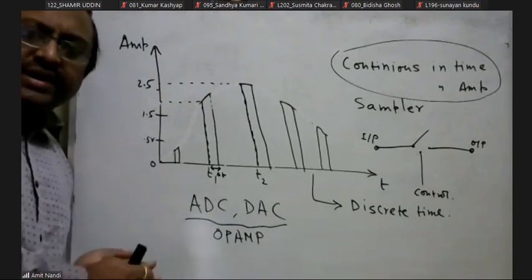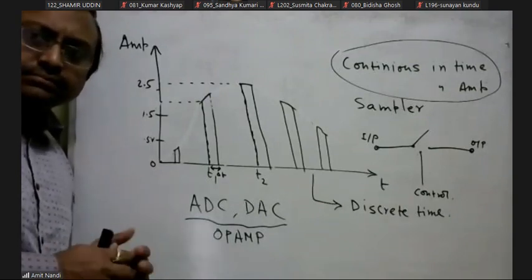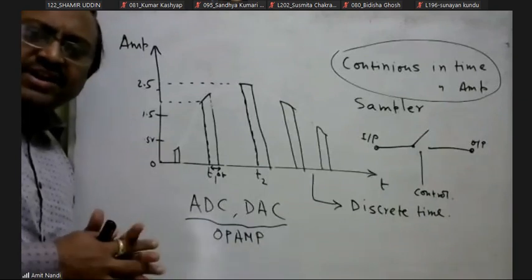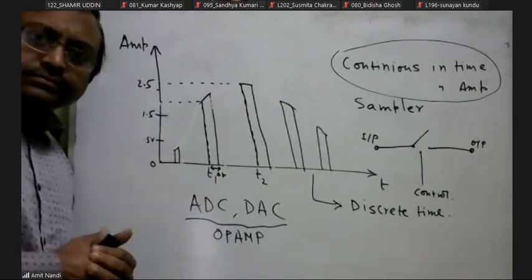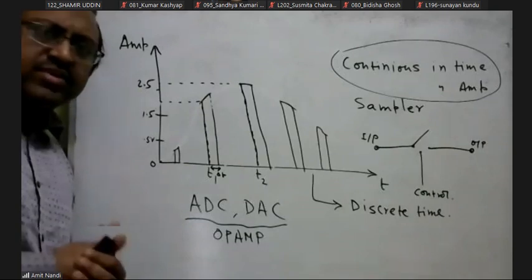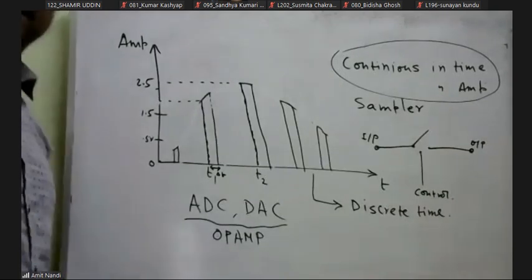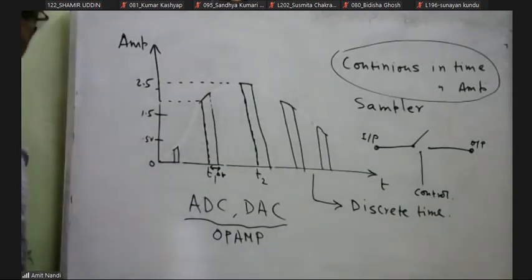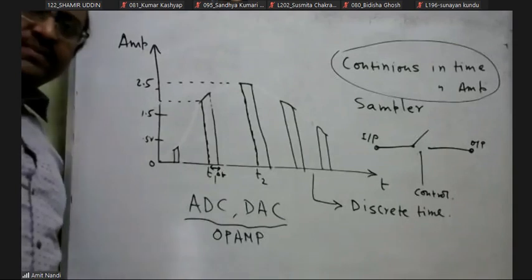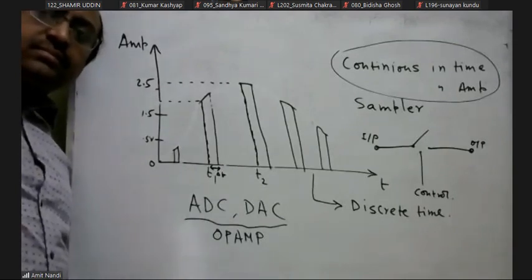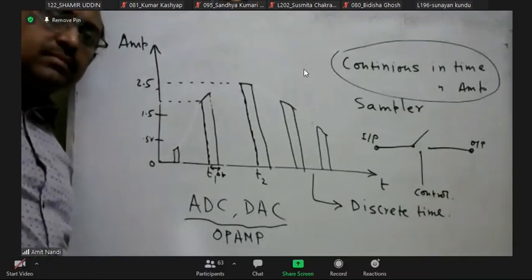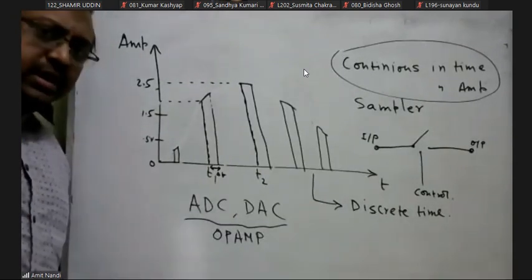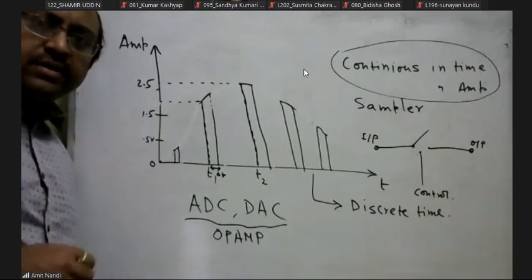Any idea about a diode or transistor? How many terminals are in a diode? Two terminals. What are the names of these terminals? Sir, anode and cathode. Anode and cathode. So the positive terminal of the diode is called the anode, and the negative terminal is called the cathode. That means the diode is a two-terminal electronic component.